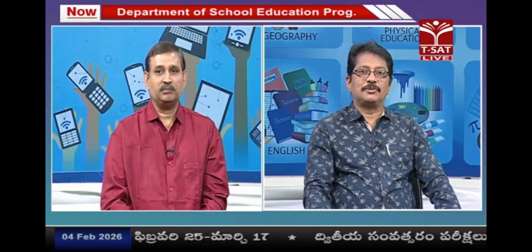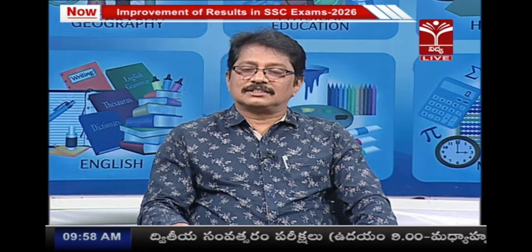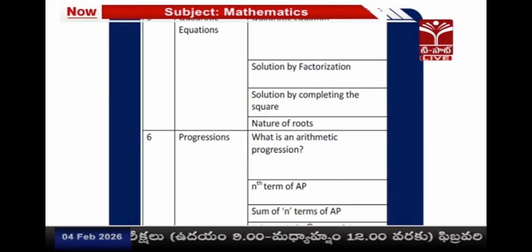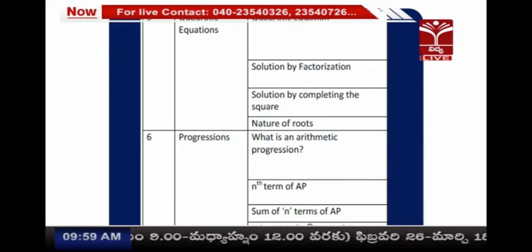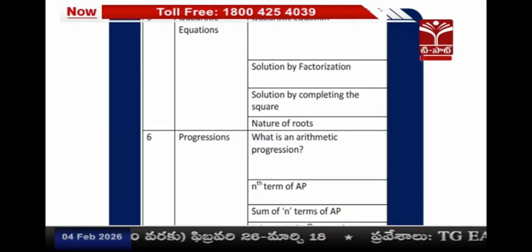In arithmetic progression, we are going to write the nth term of an arithmetic progression and the sum of n terms of an arithmetic progression. In geometric progression, you have only one, that is the nth term of a geometric progression. Generally, in this area, they will ask quite commonly in the examination.